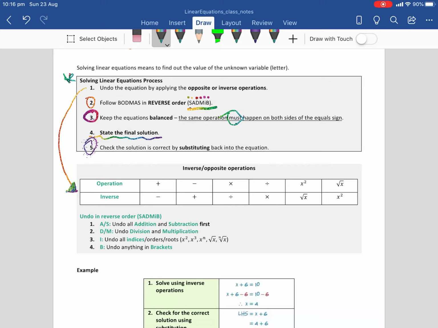Number 5 says to check the solution is correct by substituting back into the equation. So once you've found, oh, well, I think x is 5, put it back into your original equation and see if both sides of the equal signs equal one another. That's the whole point of what we're trying to do.